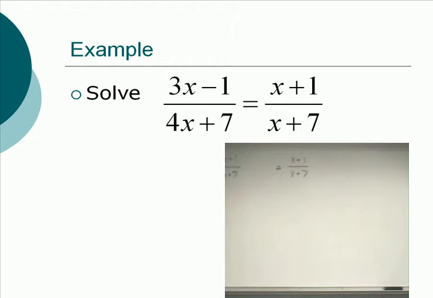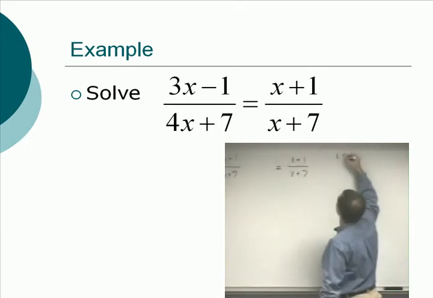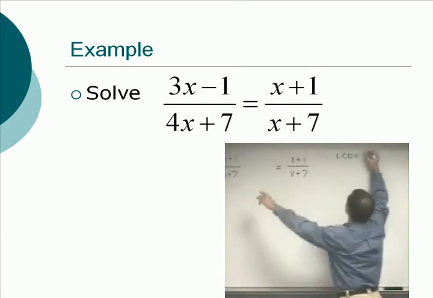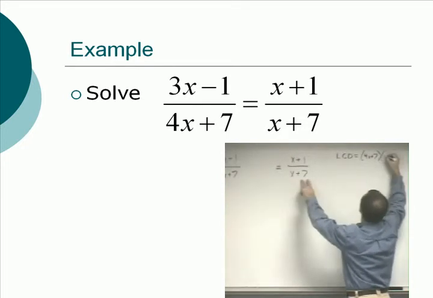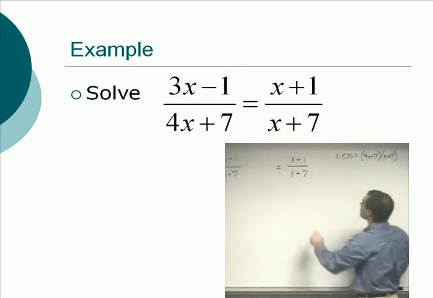Find a common denominator, right? Then we're going to clear off the fractions. So we're going to find an LCD. Our LCD here has got to be 4x plus 7 times x plus 7. There's our LCD.